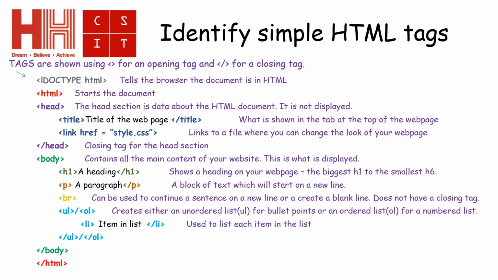So each item that you list here will have to have an LI in the front and a /LI for closing at the end of the line. And you can create multiple items in a list by doing that. Obviously then we've got the end of our list with a closing tag for both.